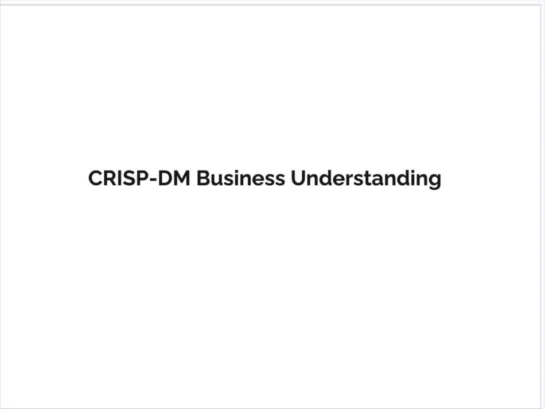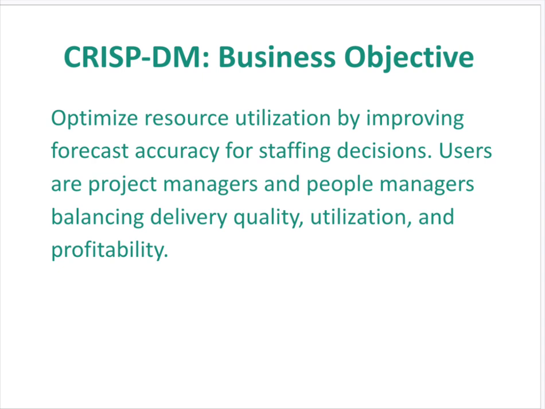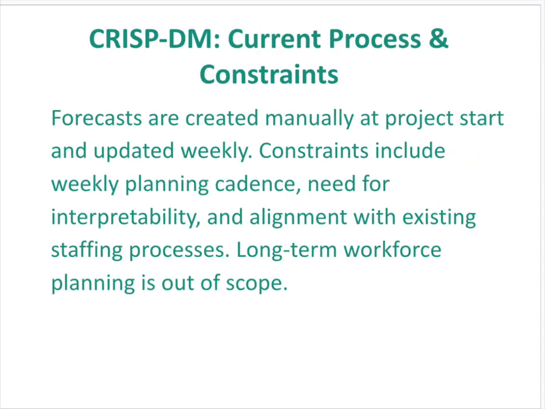Now let's see how we will outline the CRISP-DM methodology for this project. So the business objective is to optimize resource utilization and keep profitability across a defined threshold. And this is done by improving forecast accuracy for staffing decisions. Forecasts are currently created manually at project start and updated weekly.